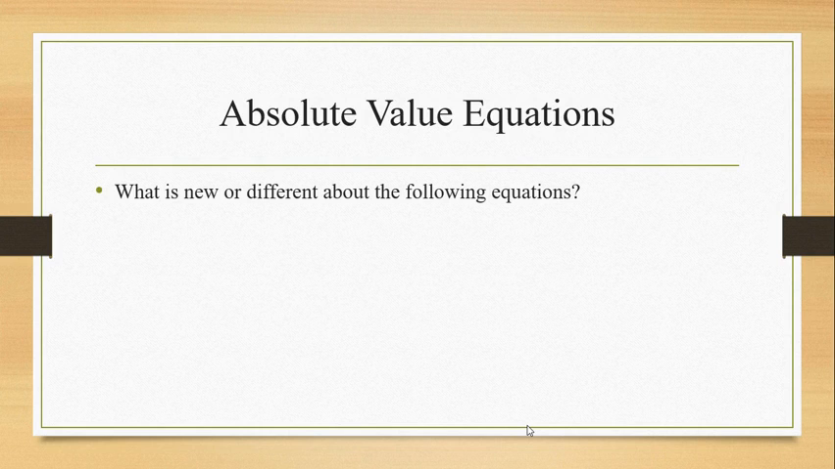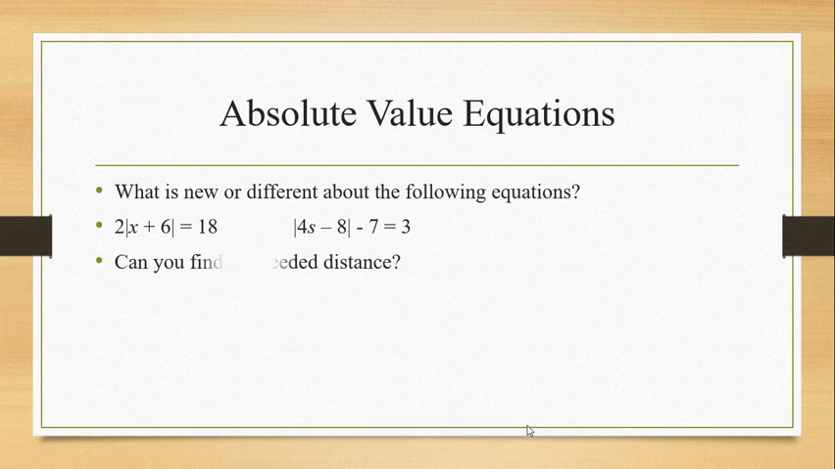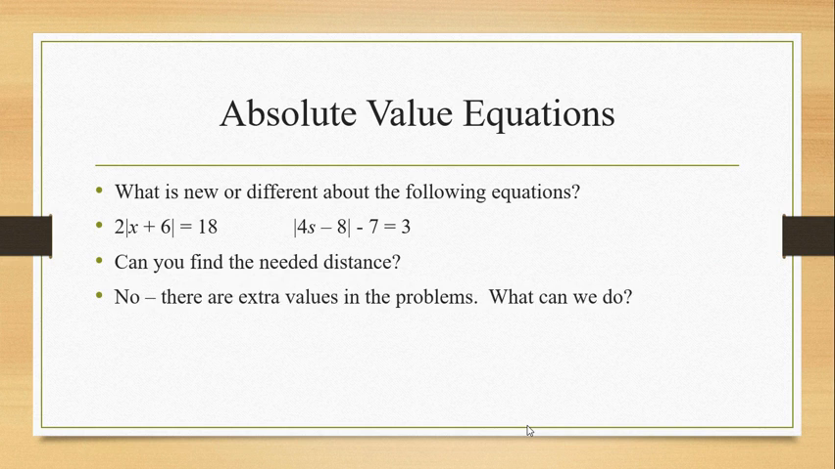Okay. What is new or different about the following equations? So we have 2 absolute value of x plus 6 equals 18. It's one equation. And then we have the absolute value of 4s minus 8, minus 7 equals 3. Can you find the needed distance? No, we have extra values in the problems.